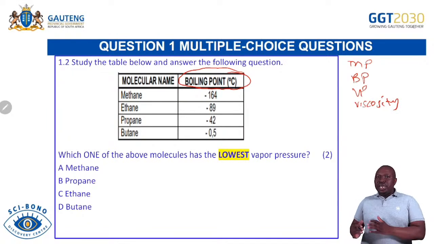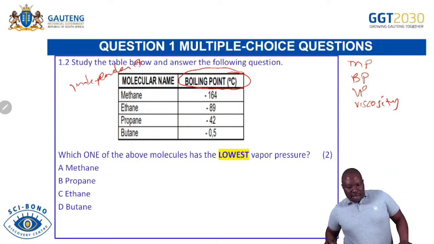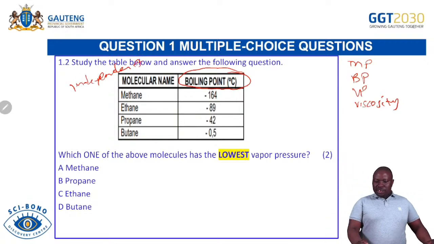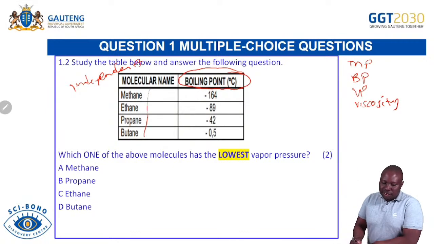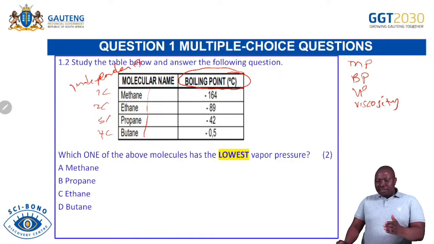Independent is what you are changing during the experiment. So our independent variable in this case will be molecular mass, because you can see they all belong to the same homologous series. But what is changing in this experiment? You can see methane has 1 carbon, ethane has 2 carbons, propane has 3 carbons, and butane has 4 carbons. So you can see that is the chain length. The chain length is increasing.